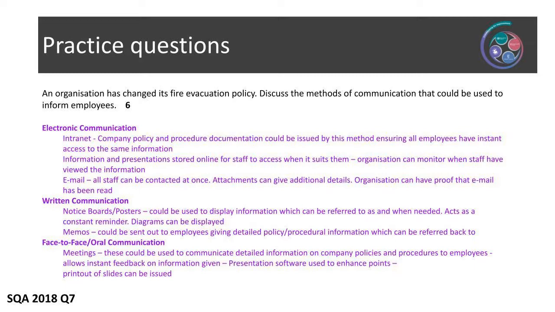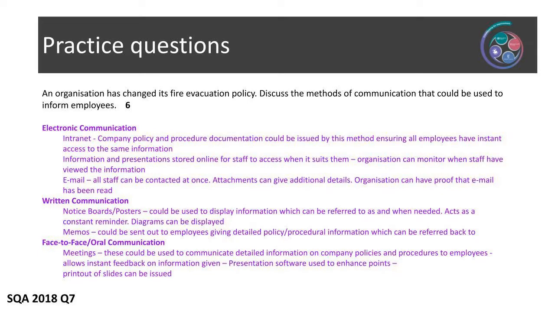Looking at the written communication, notice boards, posters, memos, potentially even sending letters to the employees about the fire evacuation policy could all be effective methods of communication. And then equally, if there are team meetings happening or managers going around and providing oral communication face to face, then that's an additional way to share the key message.